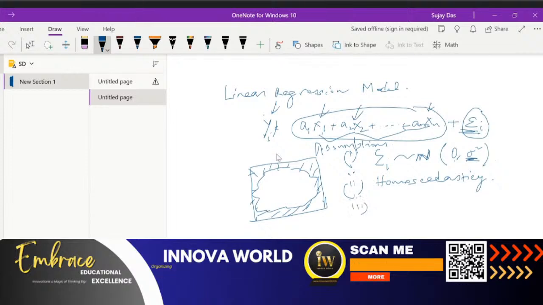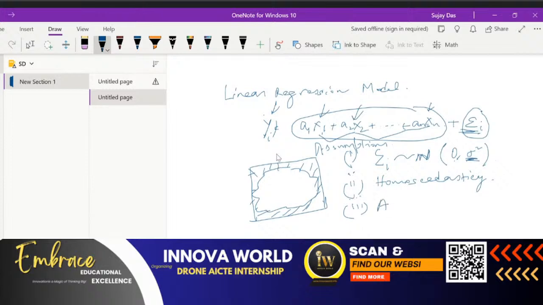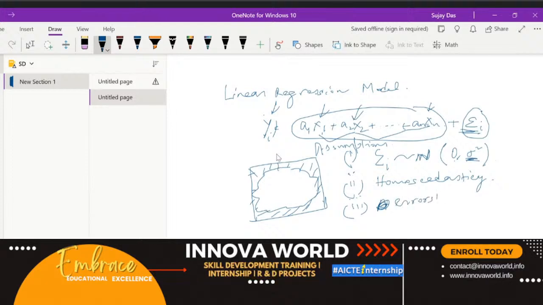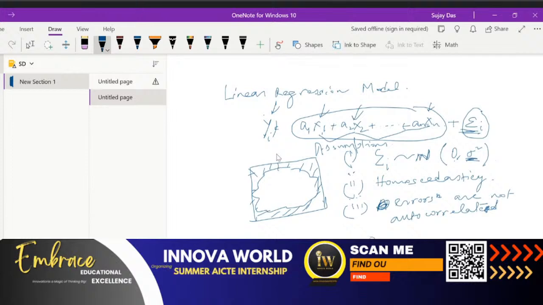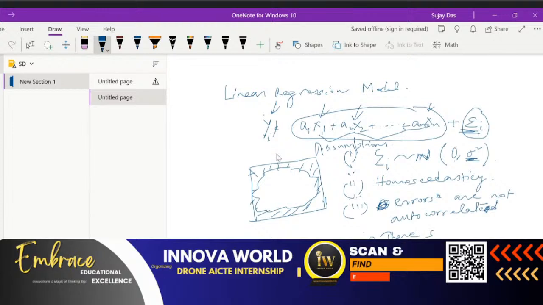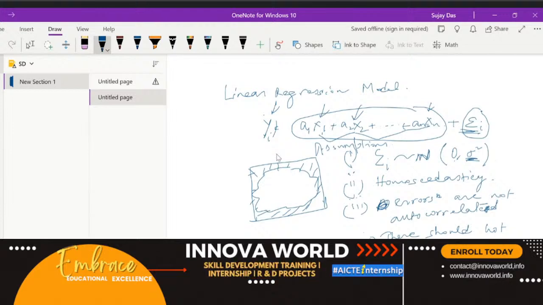Third assumption is that errors should not be autocorrelated. And the fourth one is that there should not be any multicollinearity.